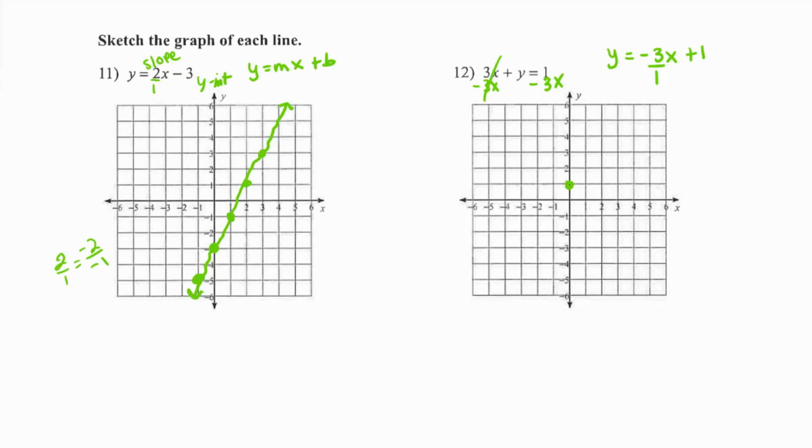So here is positive 1. I'm going to go down 3 and right 1, or because this is a negative 3, it could be that I should go up 3 and left 1. Having a negative number and turning that into a fraction means there's a negative either on top or on bottom, but not both. So down 3 over 1, or up 3, 1, 2, 3 over 1. So something like this. And there is our line.